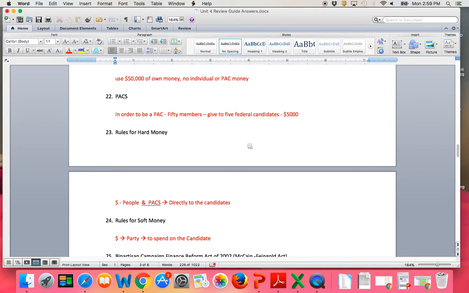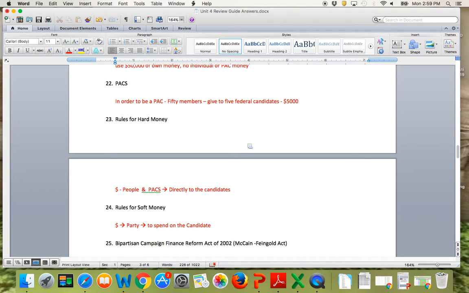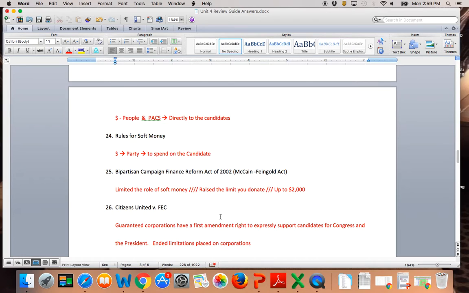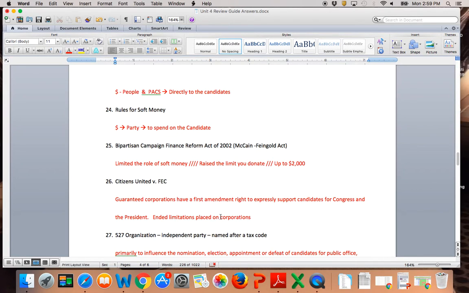You have to give to 5 federal candidates, and you can only give 5,000 per candidate. Some of the rules people have to follow involve hard money. That's money that people and PACs give directly to the campaigns or the candidates. Soft money is money that maybe a party spends to promote a candidate but does not give to the candidate. They're spending money on the candidate but not directly giving it to that campaign or that candidate.